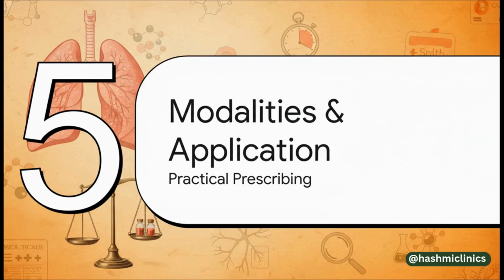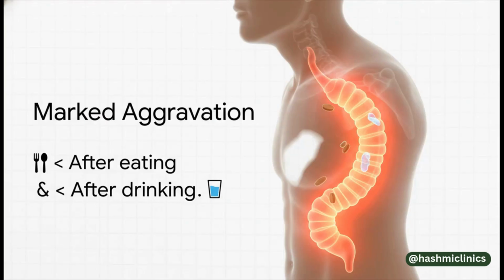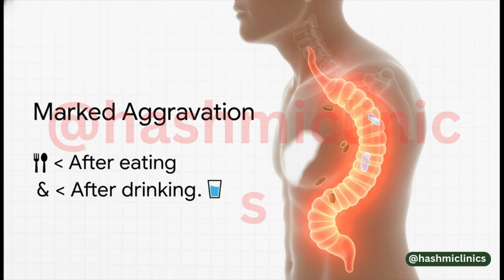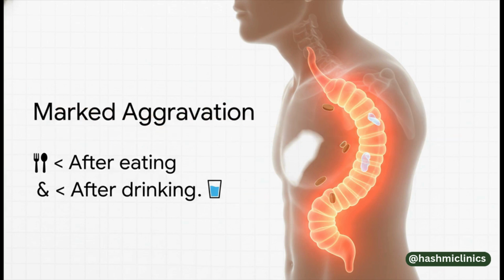Okay, section 5. Now this is super important for accurate prescribing, knowing what makes the patient worse. We're going to cover the key modalities, and then we'll pull together a list of the specific clinical situations where you should be thinking about this remedy. The modalities here are actually pretty simple, but they're clinically huge. There's a major aggravation. Things get much worse after eating and after drinking. Basically, anytime something passes down the throat, that burning and pain just flares right up. It's a really solid confirmation when you see it.